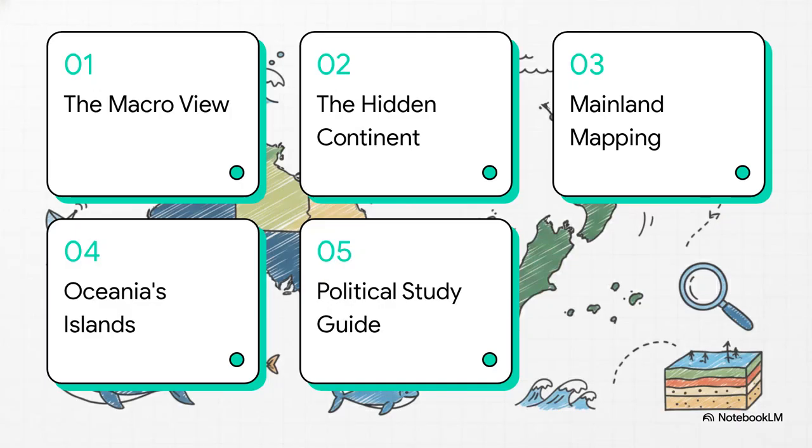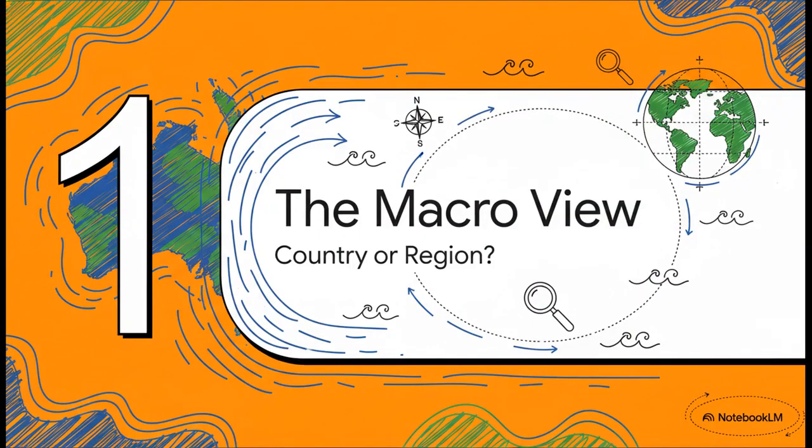Here is our roadmap for today's journey. First, we'll take the macro view. Second, we'll look at the hidden continent of Zealandia. Third, mapping the Australian mainland. Fourth, Oceania's fragile islands. And finally, we'll wrap it all up with a political study guide. All right, let's start right at the top with Section 1, the macro view.